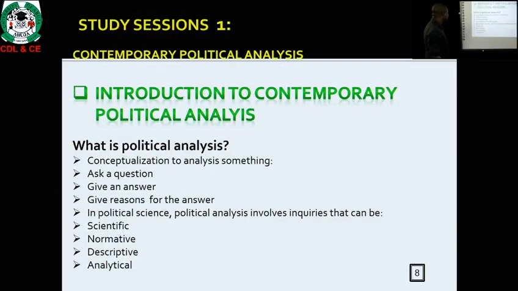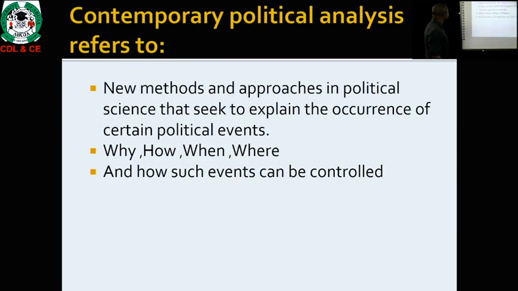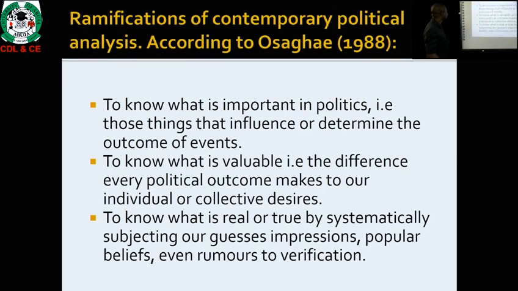In political science, political analysis involves inquiries that can be scientific, normative, descriptive, and analytical. Contemporary political analysis refers to new methods and approaches in political science that seek to explain the occurrence of certain political events, the why, the where, the how, and the when, and how such events can be controlled.